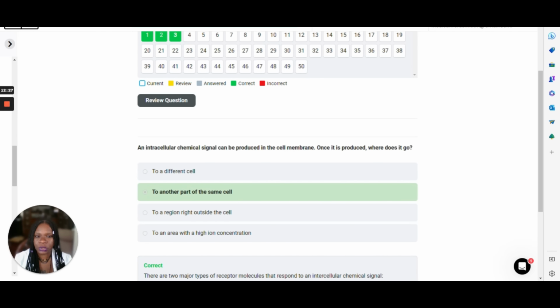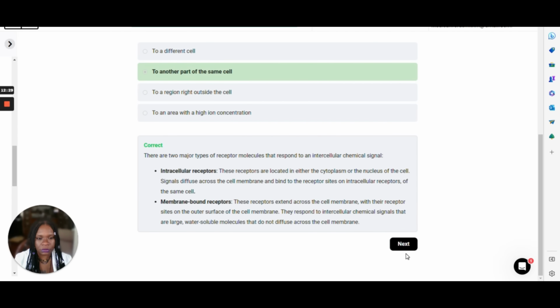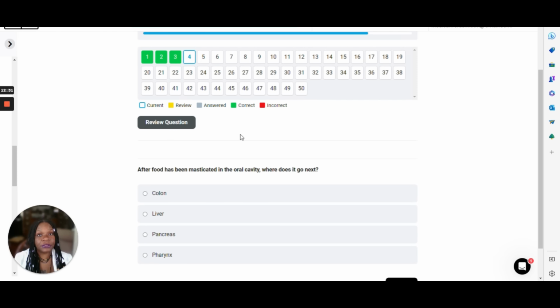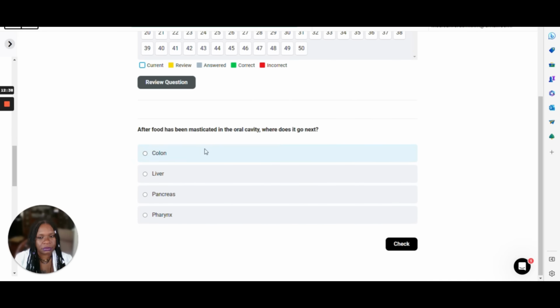Okay, so let's move on to question number 4. After food has been masticated in the oral cavity, where does it go next? That's a good question. Is it the colon, the liver, the pancreas, or the pharynx? So you've got to start thinking anatomy. Is it going to be the colon? Not so much, because we know that's in your lower gastrointestinal tract, your rectum, areas around there. The liver or the pancreas, not so much.